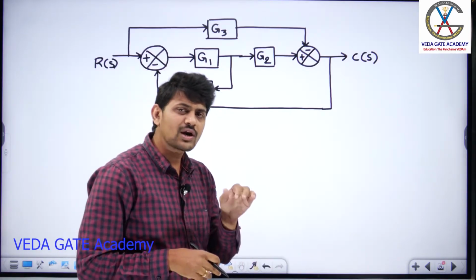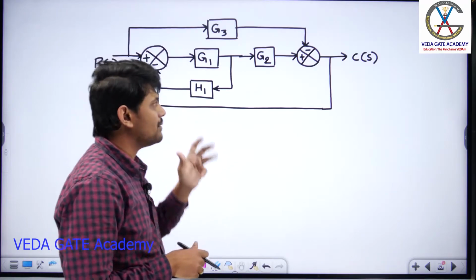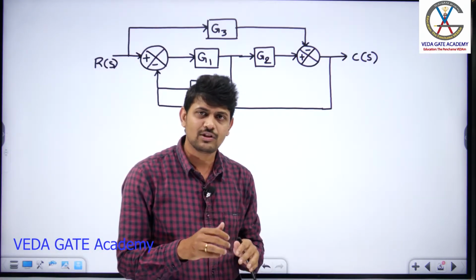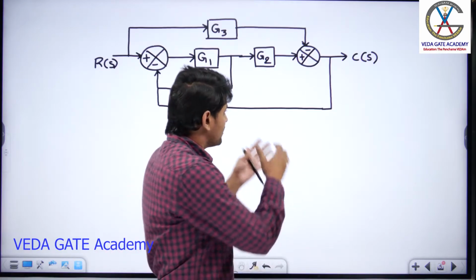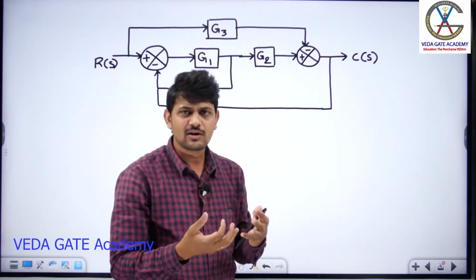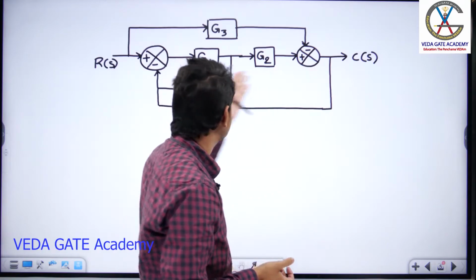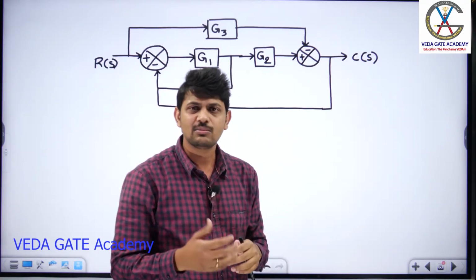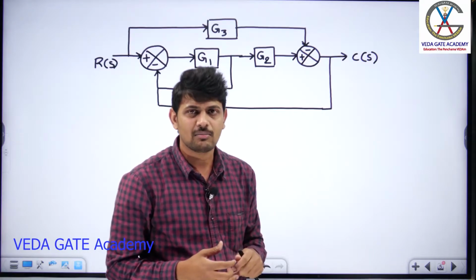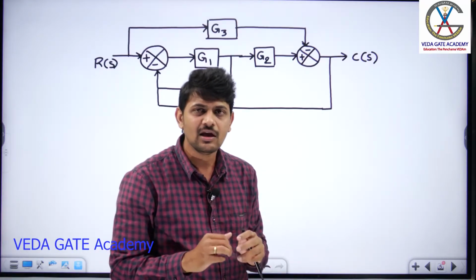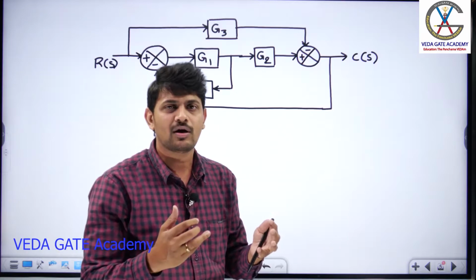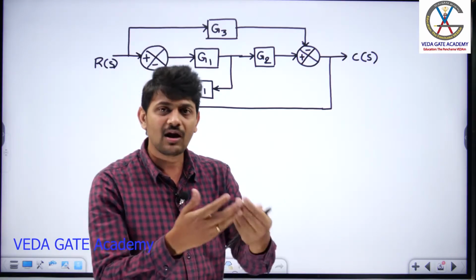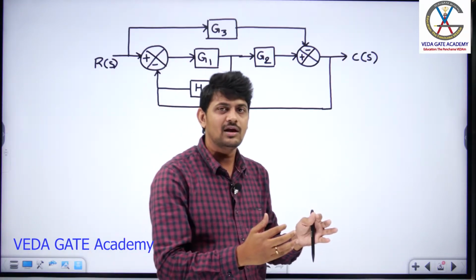So to overcome that, we can still apply Mason's gain formula to a block diagram, because in the GATE exam nobody bothers about whether you have followed the correct procedure. That means even if the question asks you to determine C of S by R of S using the block diagram reduction technique, in the GATE exam you need not follow the same technique, because nobody will see whether you solved it with block diagram reduction or using Mason's gain formula, because our ultimate aim is to save time in the GATE exam, right?